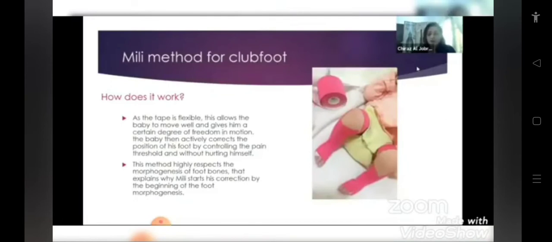As the tape is flexible, this allows the baby to move well and gives him a certain degree of freedom in motion. The baby then actively corrects the position of his foot by controlling the pain threshold and without hurting himself. This method highly respects the morphogenesis of foot bones. That explains why Mili starts his correction at the beginning of the foot morphogenesis.